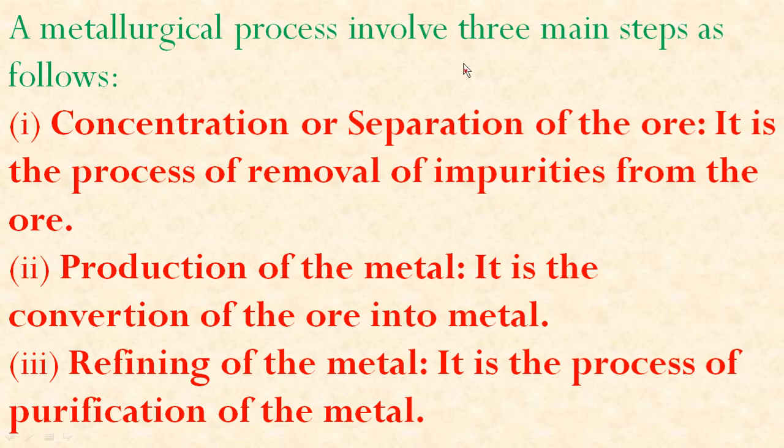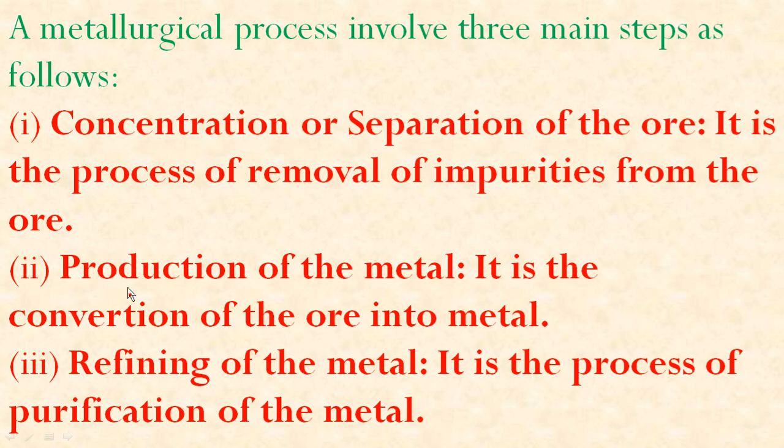Then, the metallurgical process involves three main steps as follows. The first one, concentration or separation of the ore. Here the concentration means the process of removal of impurities from the ore. You have to remove the impurities from the ore. This is the concentration of the ore.